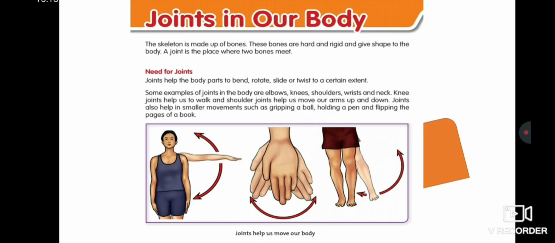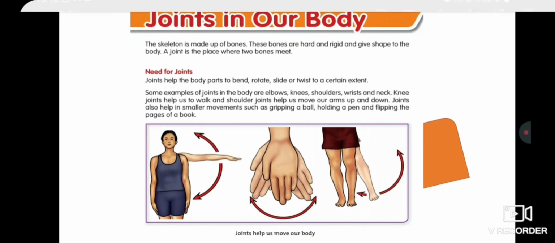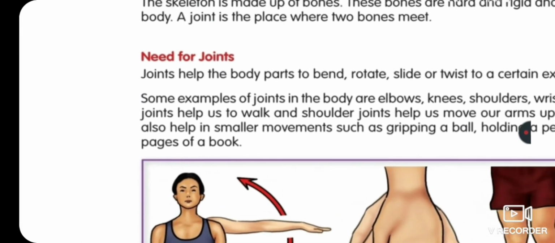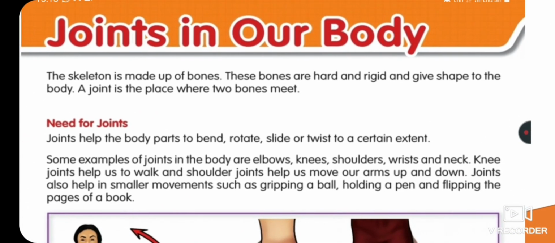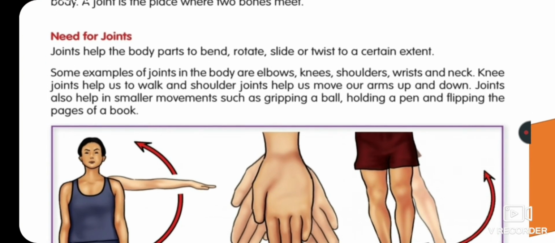Children, it's time to read your content book, and I'm going to read this, and you will read with me. This is page number 46 of your book. So open this and read with me, please. The skeleton is made up of bones. These bones are hard and rigid and give shape to the body. A joint is the place where two bones meet. Okay, you got it now? A joint is a place where two bones meet, and two bones are held together with the help of a ligament. Okay, a ligament is the tissue that connects two bones.